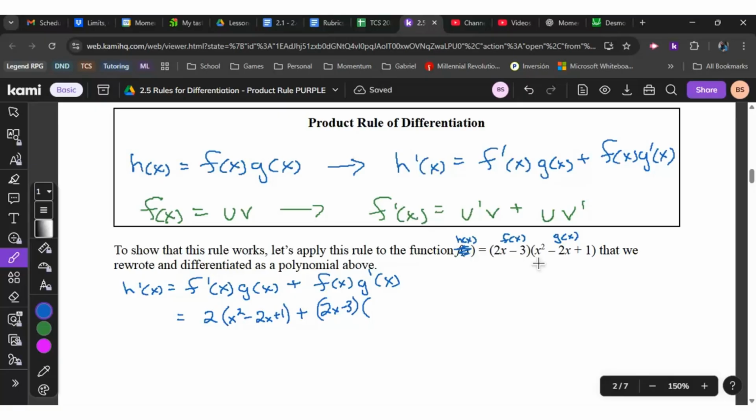So the derivative of this, the 1 goes away. And what's the derivative of x squared? The 2 comes down. So 2x, right? And what's the derivative of negative 2x? Yes, negative 2. Exactly. So we've got 2x minus 2 is the derivative of g. Okay, so g prime is 2x minus 2. The 1 goes away, exactly.